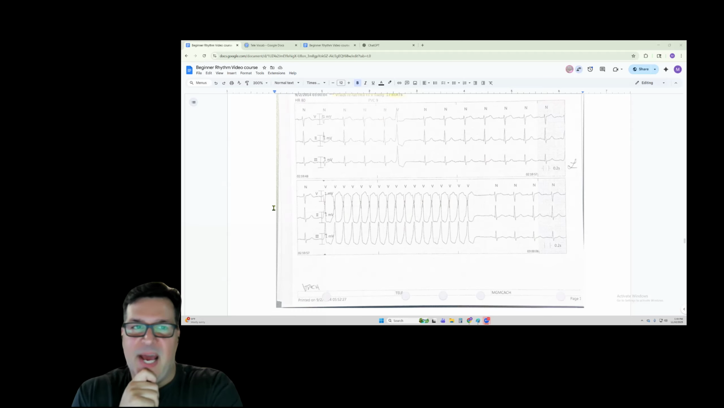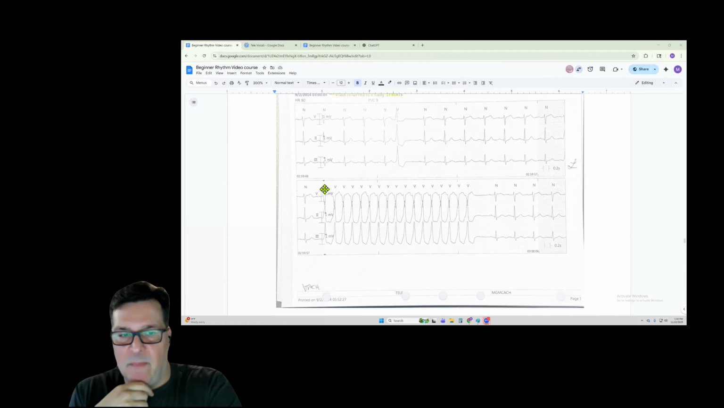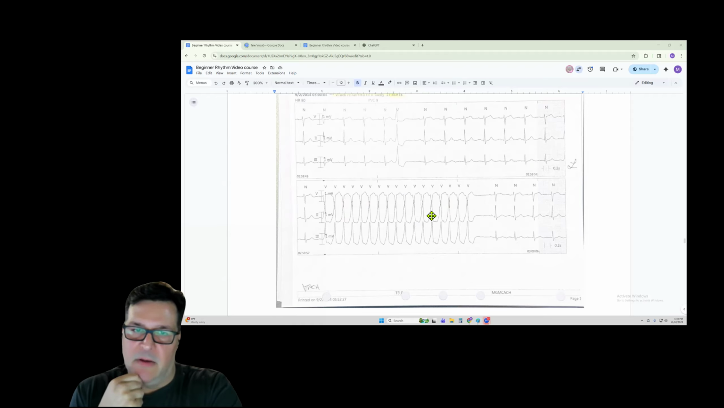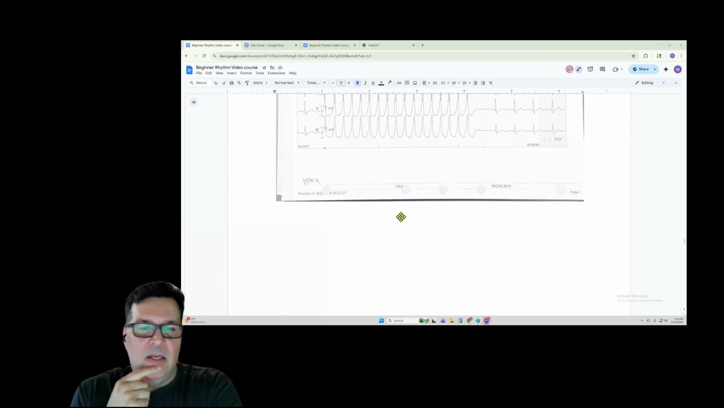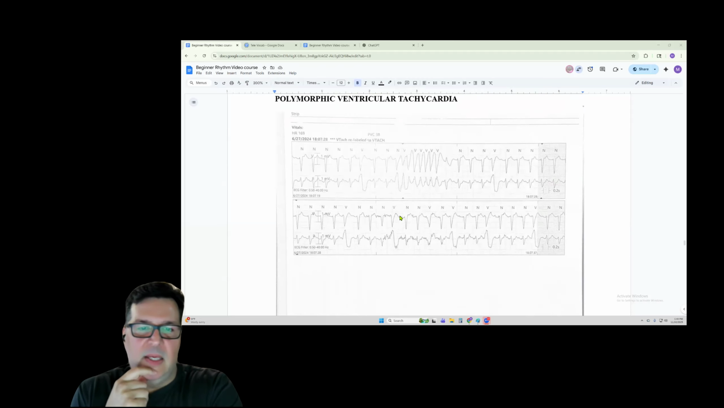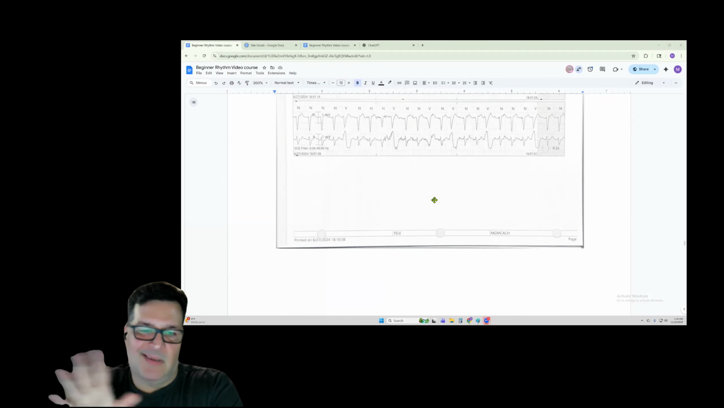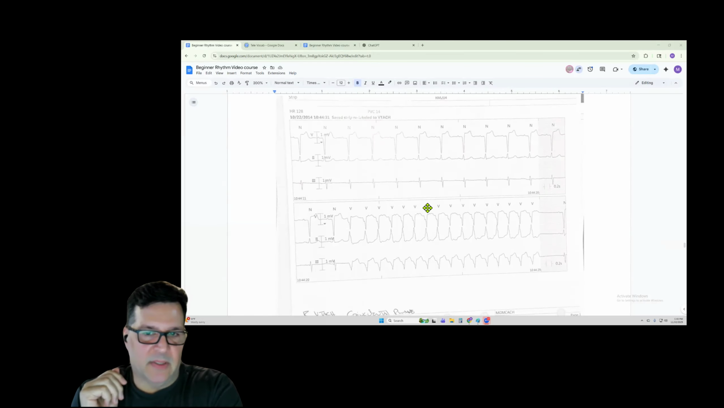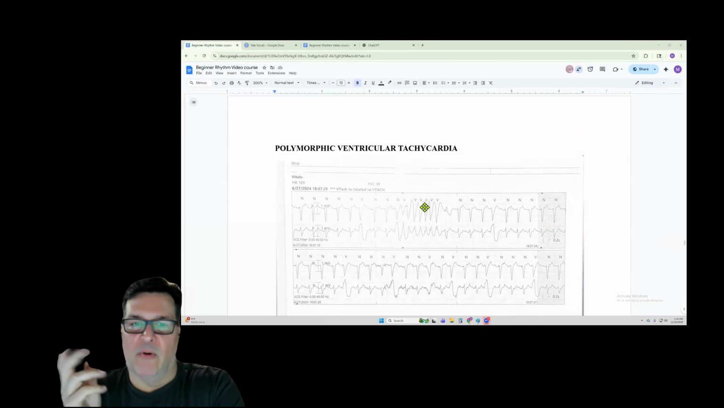So monomorphic VTAC is all the same morphology, all the same shape of the QRS complex. You have a bigger, wider QRS complex, and all of these are the same. Not the same compared to the sinus rhythm, but they're all the same to themselves here. So polymorphic VTAC is when you have different shapes. You can see where it's a little wonky there and it's negative. It's not a great example of polymorphic, but you have different morphologies.